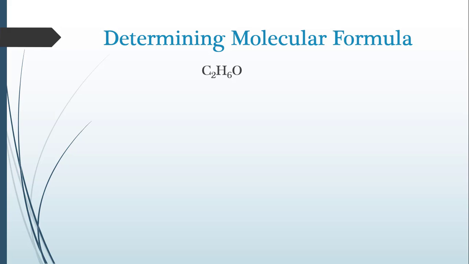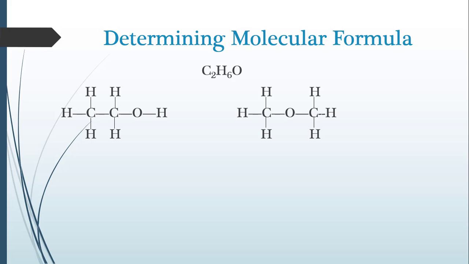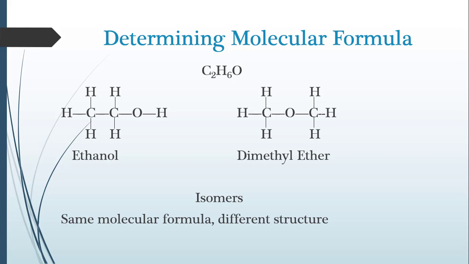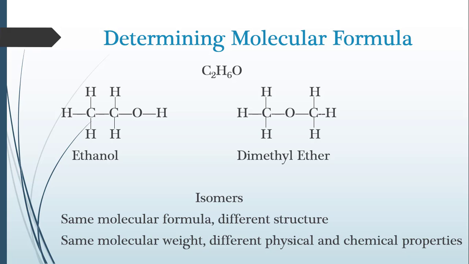So let's take this chemically. I've got C2H6O. It can be put together this way: the 2 carbons bonded together, the oxygen to one of the carbons, and then the 6 hydrogens as noted. But I could also build it this way. This is ethanol. This is dimethyl ether. These are called isomers. Isomers are things that have the same molecular formula, but a different structure. So they'll have the same molecular weight, but different physical and chemical properties.